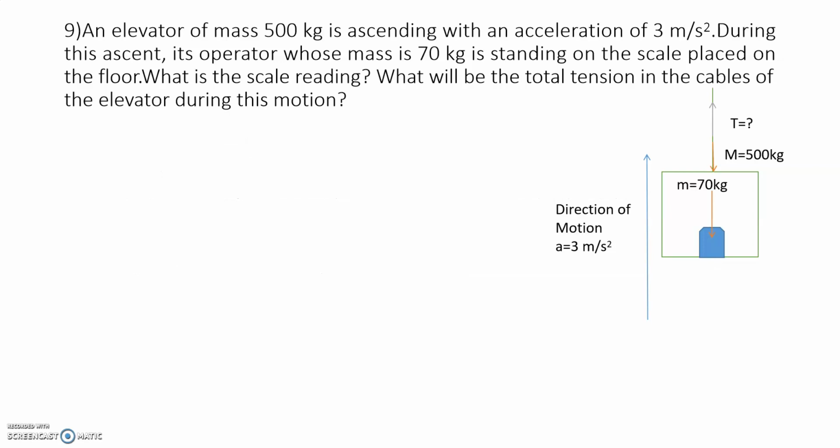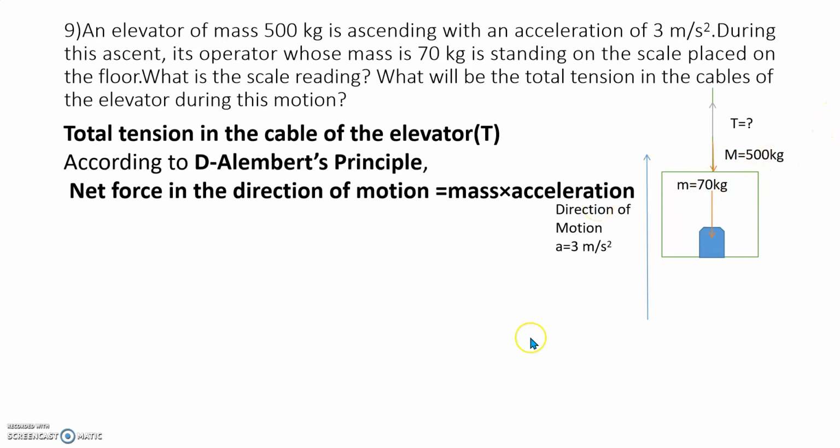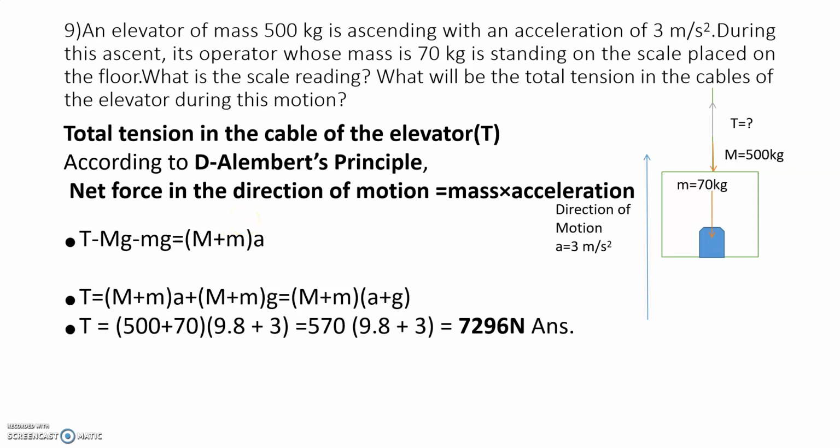Now, the second part of the question: total tension in the cable of the elevator. In order to determine the total tension, we have to consider the whole system. We have drawn the force diagram here, and the things are marked. Now let's apply D'Alembert's principle: net force in the direction of motion equals mass into acceleration. Here you first write the positive value. T is positive since it is along the direction of motion. Then we have Mg, the weight of the elevator. It is acting against the direction of motion, so it is minus. Also the body, whose weight direction is also against the direction of motion, so it is negative, which equals the mass of the whole system, M plus m, into acceleration. Now you substitute the values, and you will get the total tension in the cable as 7296.